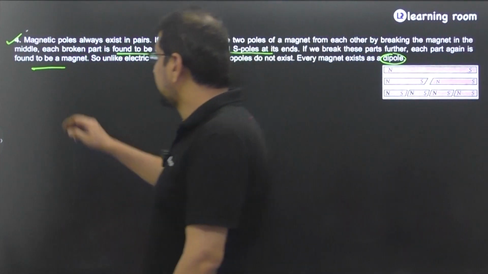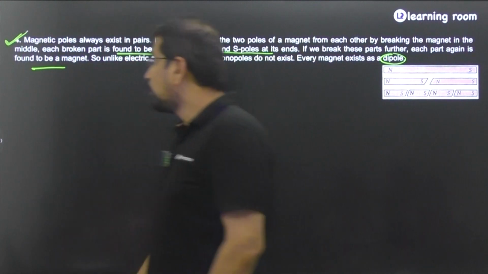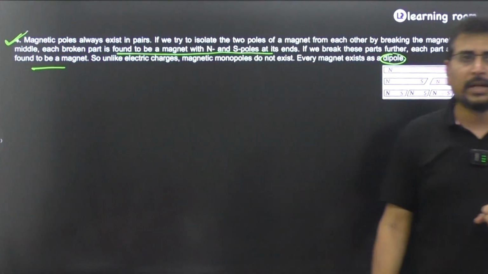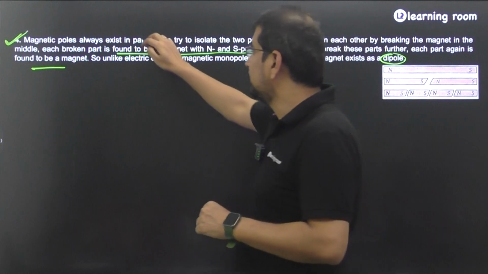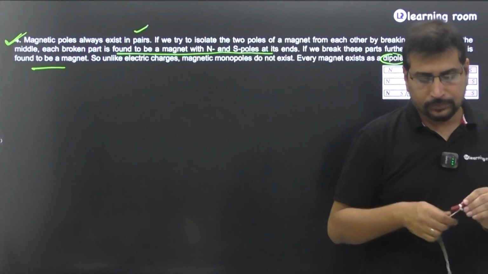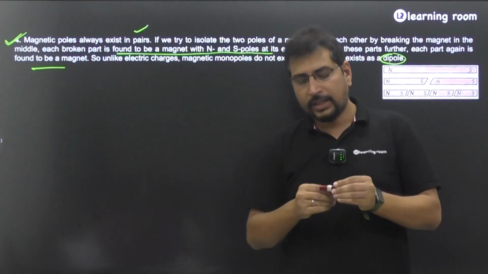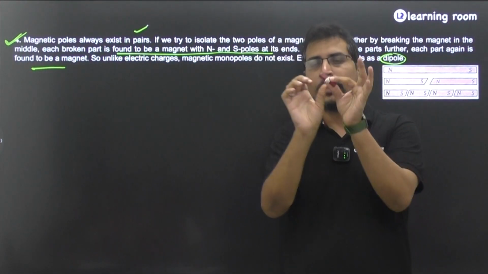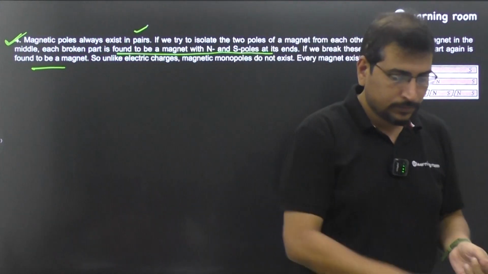The fourth point is, when you talk about it, magnetic poles will always exist in pairs, in the sense, if you take this magnet, okay, and let's say tomorrow you're going to break it into two pieces, right?